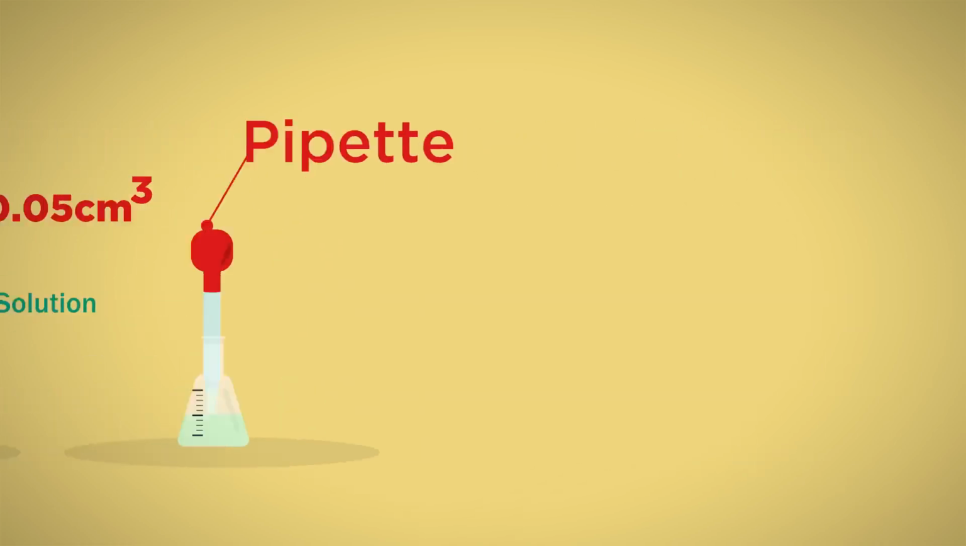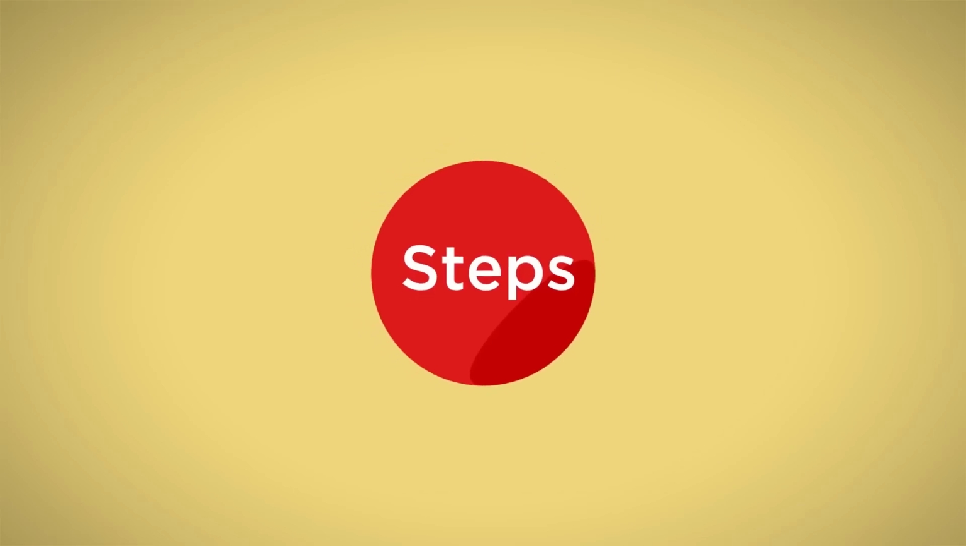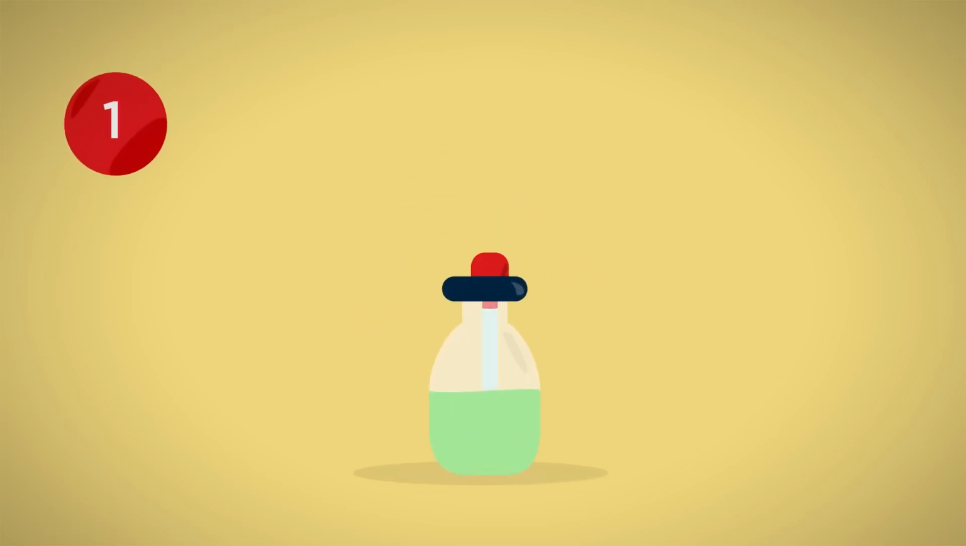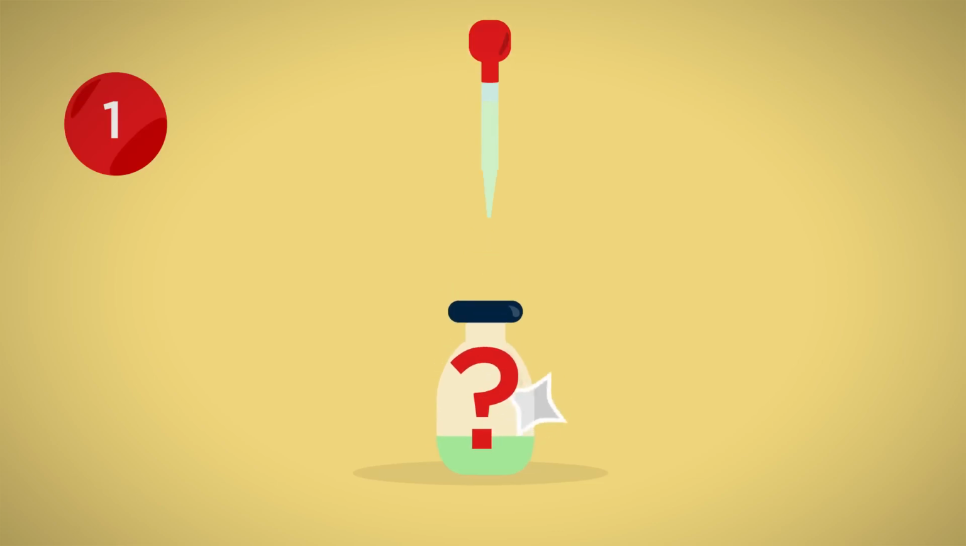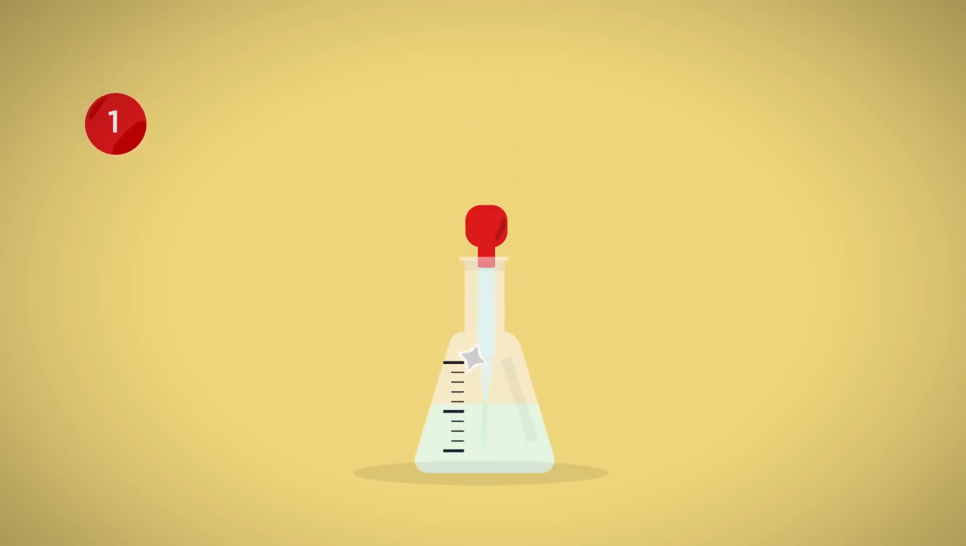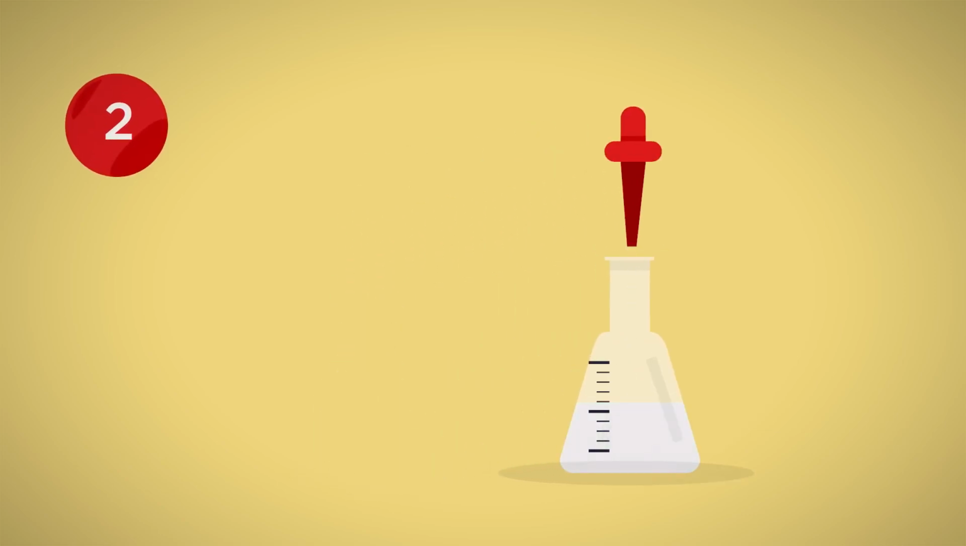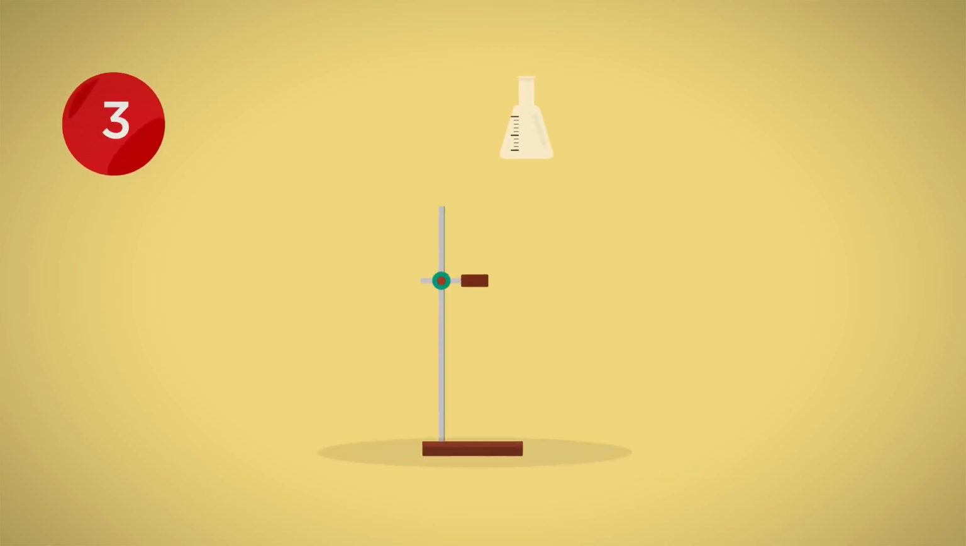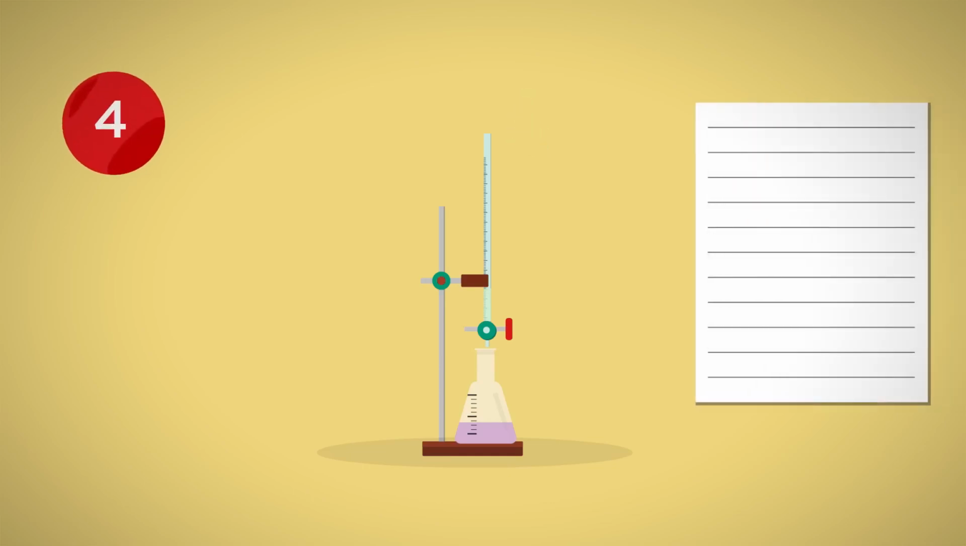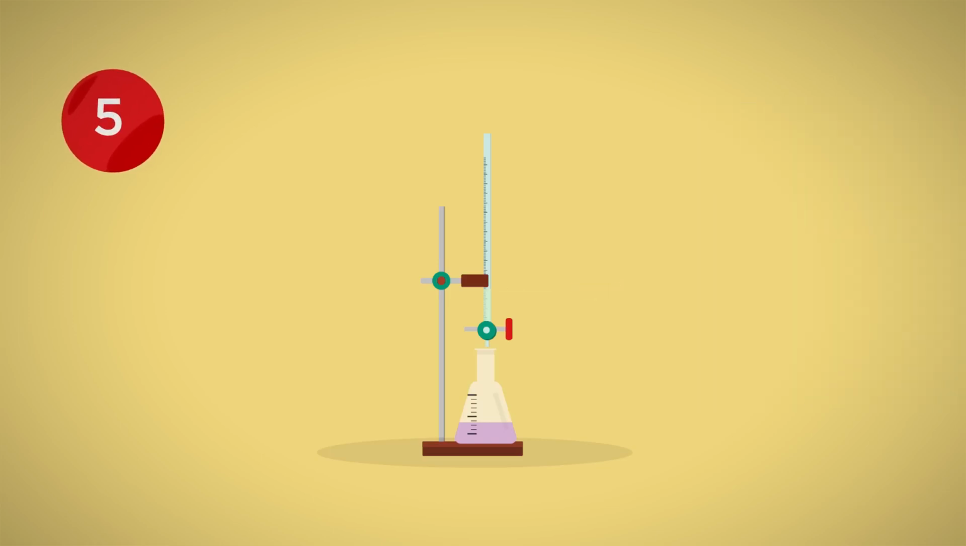To carry out a titration, you follow these steps. 1. Using the pipette, add a set volume of the unknown solution to a clean conical flask. 2. You may also need to add a few drops of indicator. 3. Fill the burette with a known solution. 4. Record the starting volume on the burette. 5. Slowly add the solution from the burette to the unknown solution in the conical flask.